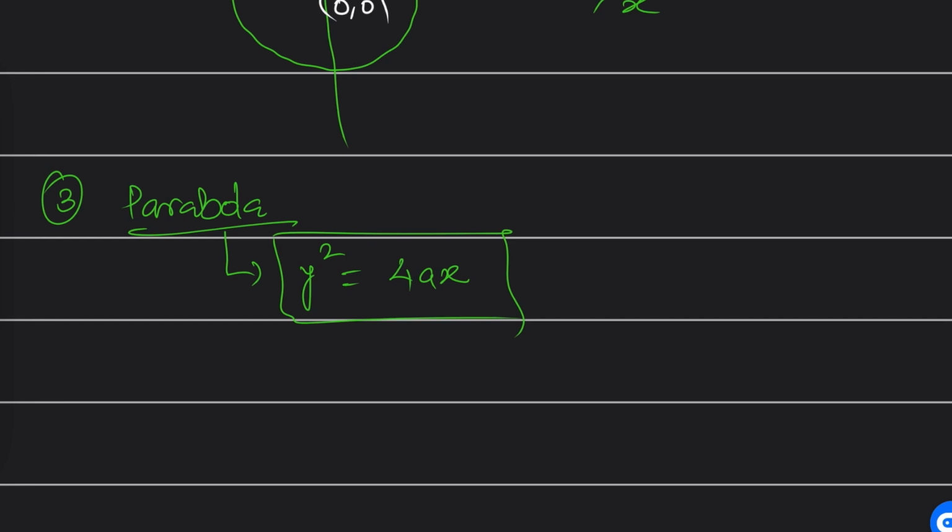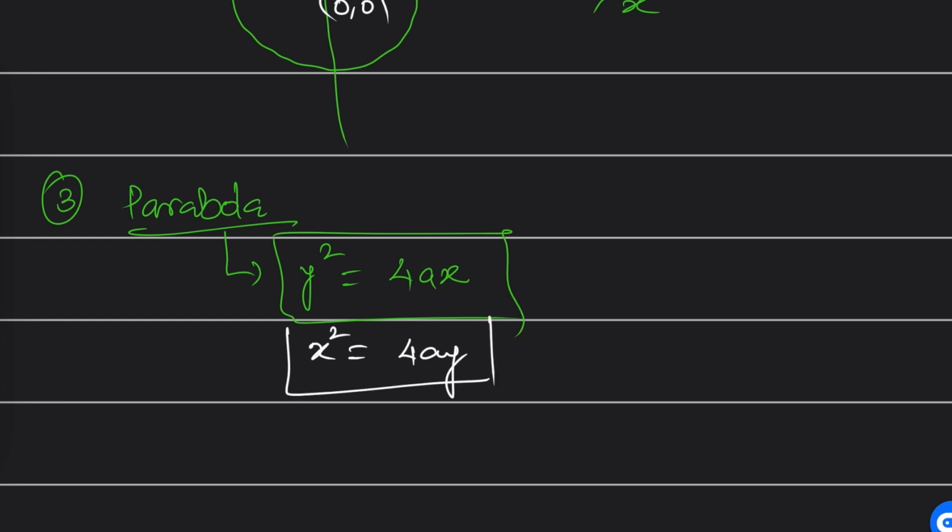If the power of y is 2, then the power of x must be 1. If the power of x is 1, then y must be 2. Means the power of one variable must be 2 and the other 1. In this case x is independent and y is dependent. What about x square is equal to 4ay? This is also the equation of a parabola, but it will look different.